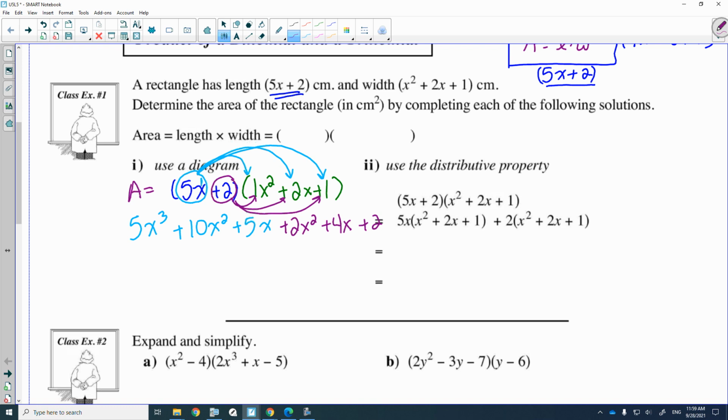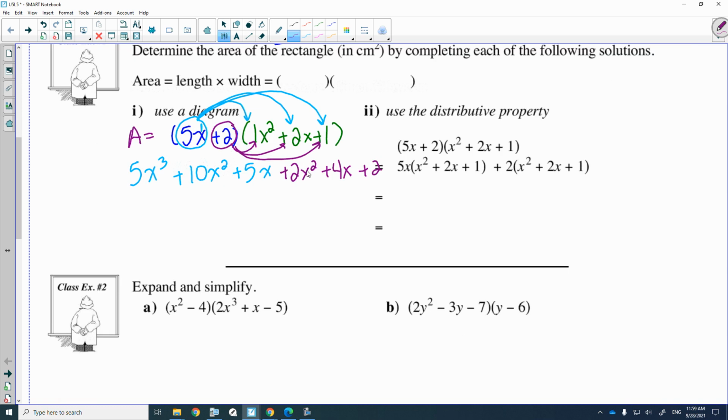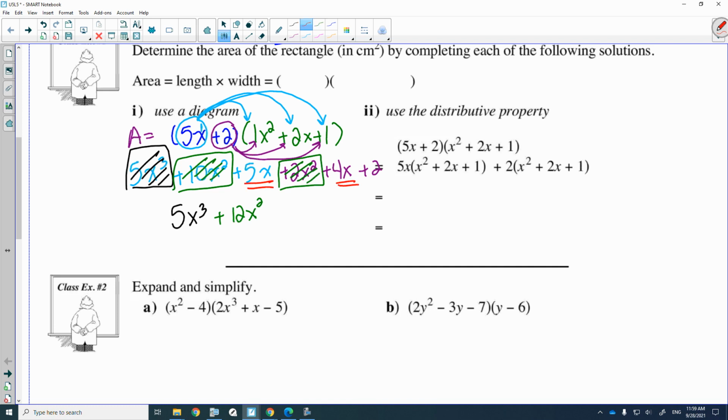We are then going to put our like terms together. So I'm going to box in the x cubed, and I'm going to check, do I have any other x cubes to combine it with? I don't. So let's write it down, 5x cubed, and get rid of it. Then let's do our squareds. That x squared and this x squared, how many do you want me to write down? 12. Get rid of it. X's, 9. And what is my constant?